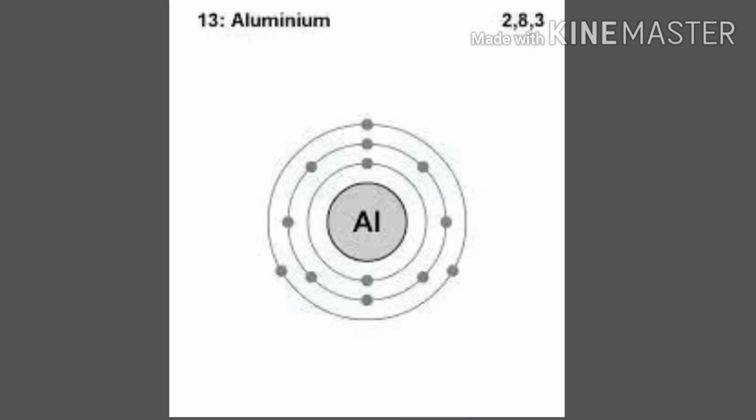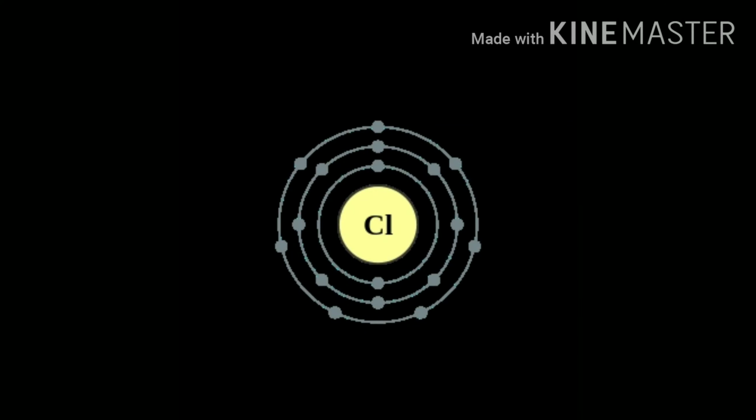So what you find? In metals, they lose electrons, and the number of electrons lost is the valency of the metal. Like this, the number of electrons gained by a non-metal is the valency of the non-metal. So here you see one example, that is chlorine. Chlorine's atomic number is 17. So here the electronic configuration is 2, 8, 7.